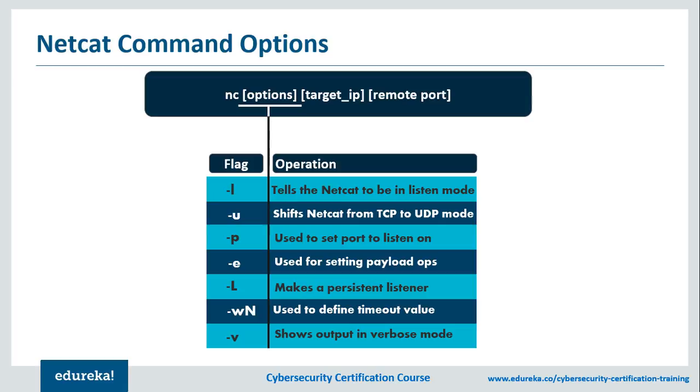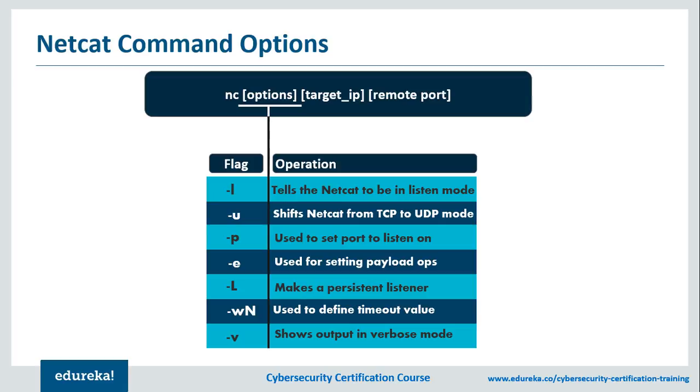Then is the -e flag, which is one of the most important flags. This tells us what operation to perform after a successful connection, which is basically setting up the payload. Then we also have a capital L flag, which makes the listener a persistent listener. Then we also have the -w flag. This option defines the timeout value for Netcat. So for example, -w 5 indicates to wait for 5 seconds before any timeout.